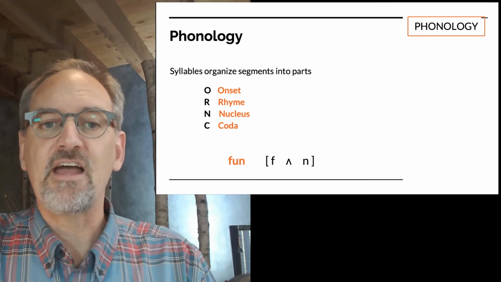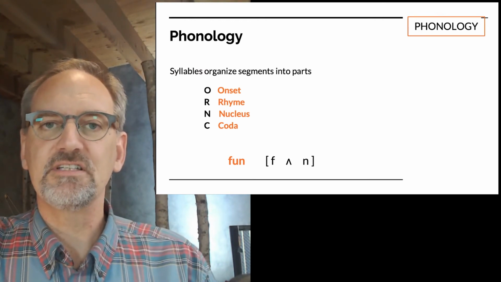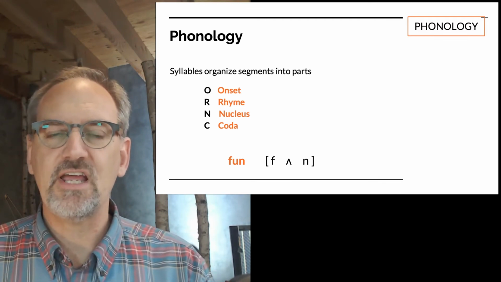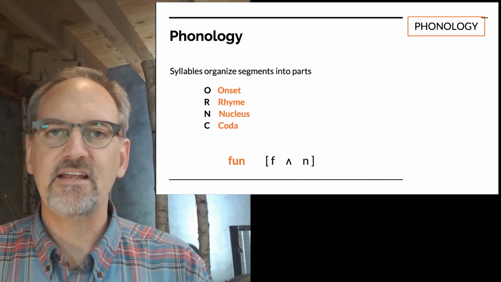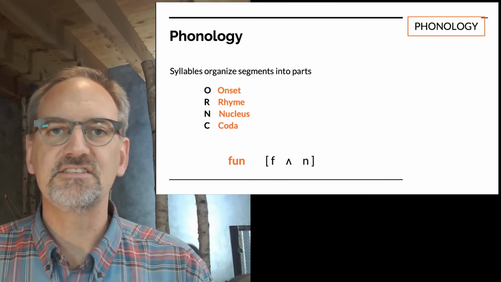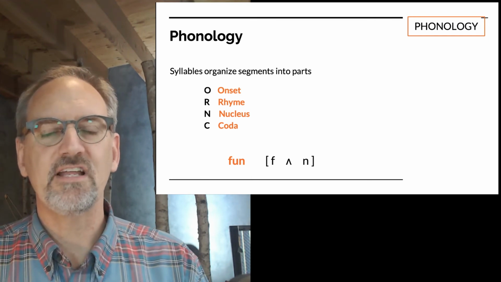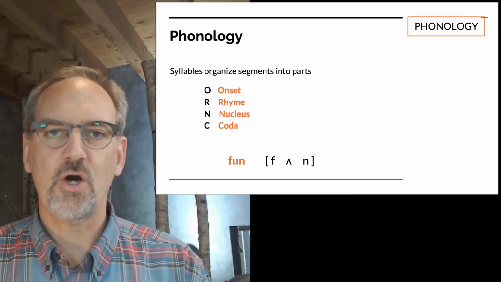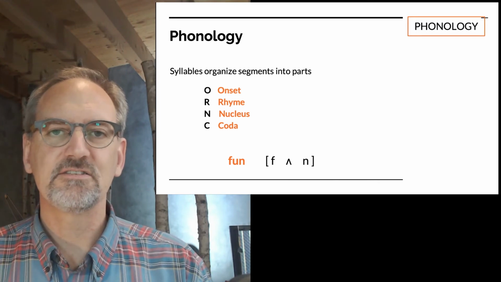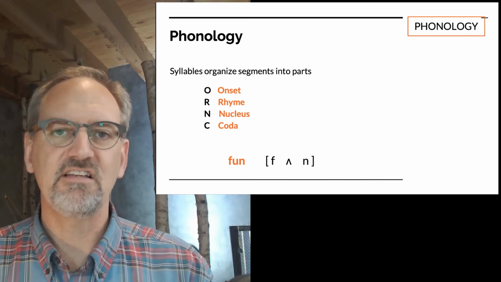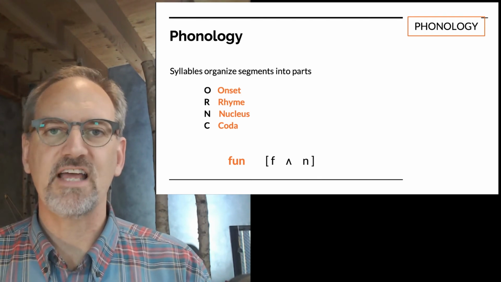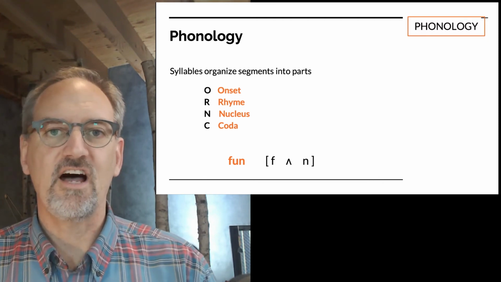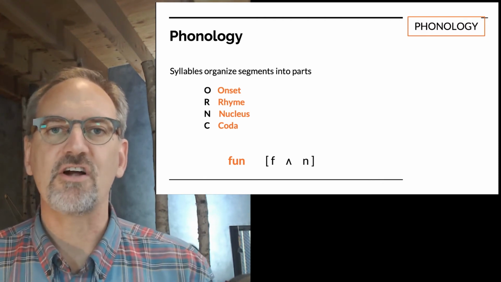Okay. Now, we group segments into syllables, but we also group them into syllable parts, which is to say that the syllable can be divided into parts that contain segments. And the four parts I'm going to identify are called the onset, the rhyme, the nucleus, and the coda. The word onset means beginning. In fact, outside of phonetics, we use the word onset to mean the beginning of something. The onset of summer, the onset of illness, the start or the beginning of something.